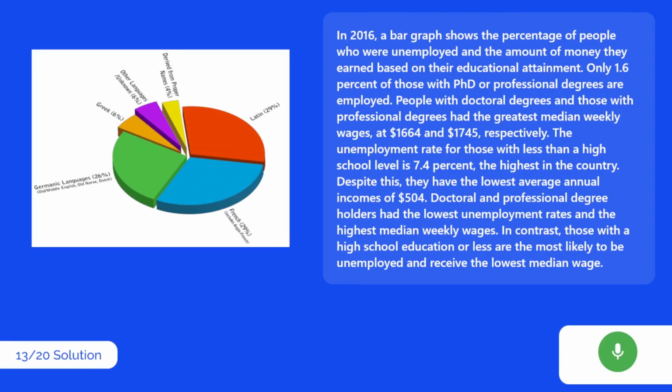In 2016, a bar graph shows the percentage of people who were unemployed and the amount of money they earned based on their educational attainment. Only 1.6% of those with PhD or professional degrees are unemployed.